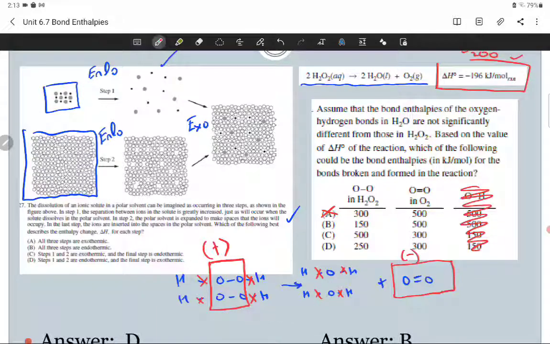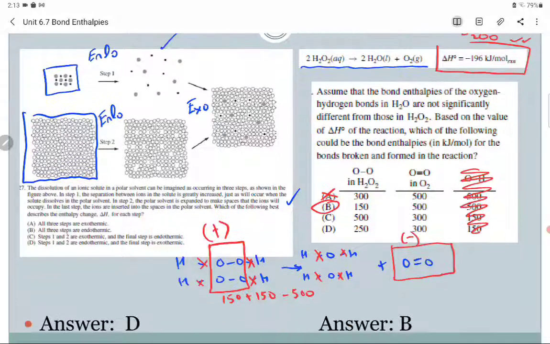I think it gives you positive 100. So let's look at B. 150 plus 150 minus 500. I think, bingo, that gives you negative 200.